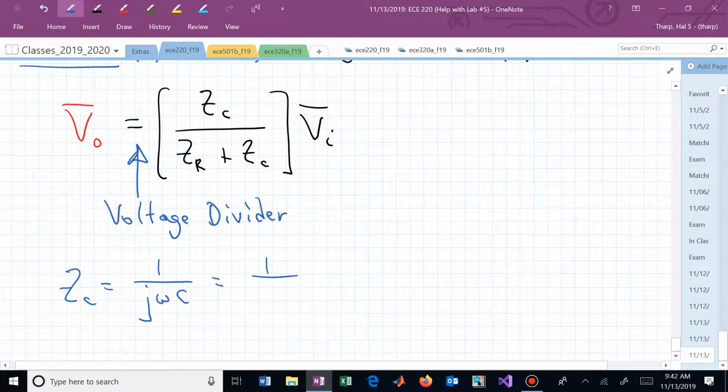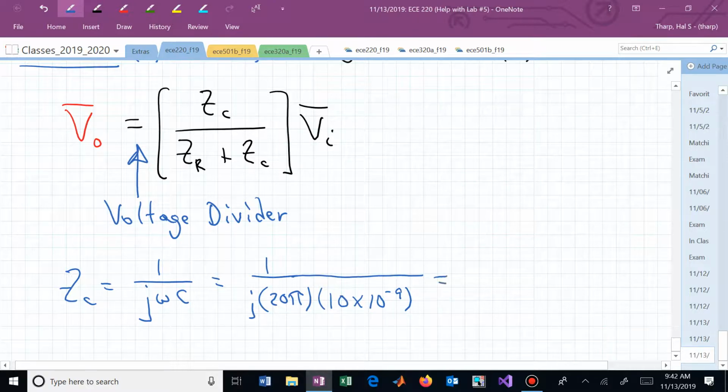And we know what omega is. That was 20 pi, from 10 hertz, so 2 pi F, 20 pi, and C. If I multiply that by 1, j over j, I get j squared in the denominator. That gives me a minus 1, and I now have minus j times 1 divided by 20 pi and 10 times 10 to the minus 9.